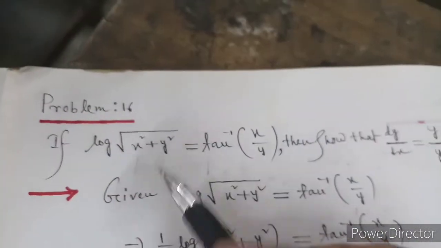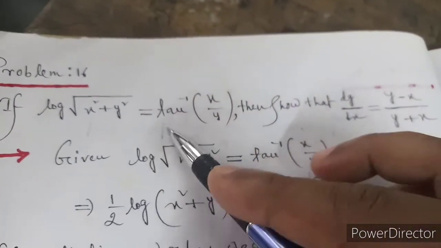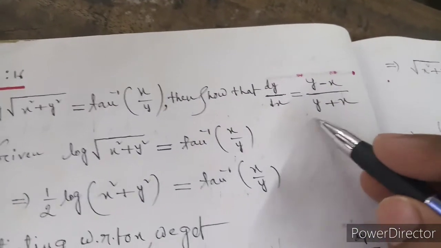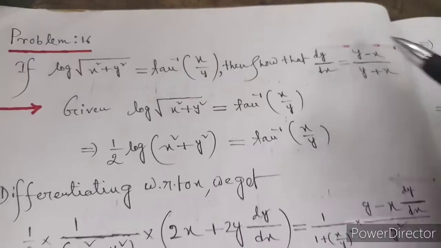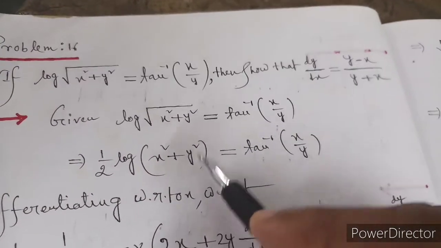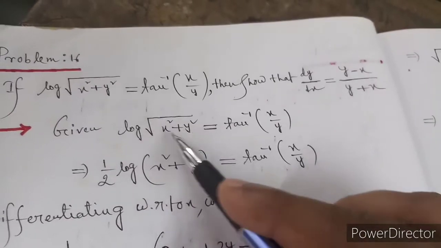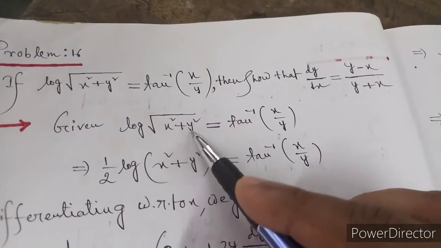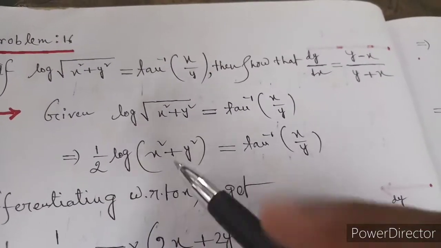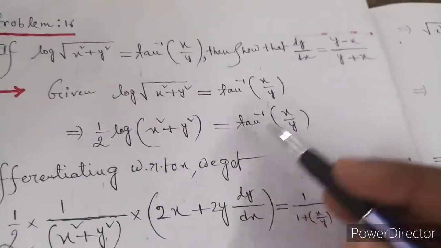Clear? Now the next problem is problem number 16. If log root under x square plus y square equals tan inverse x by y, then show that dy/dx equals y minus x by x y plus x. How to solve it? I think this should be half of log of x square plus y square, because log root under x square plus y square means x square plus y square whole to the half, so half comes out of the log. So half of log of x square plus y square equals tan inverse x by y.